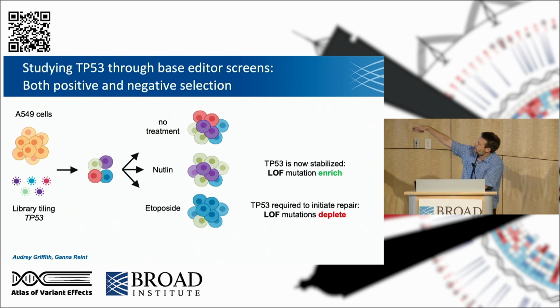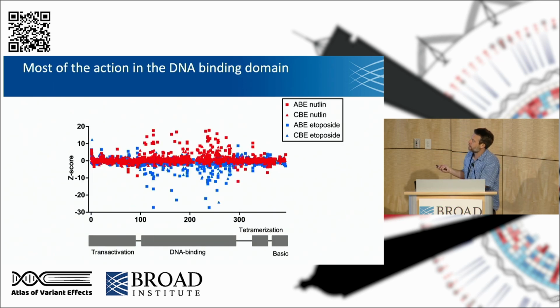So what's nice about P53 is that if you treat cells with Nutlin, then in this particular cell line, A549, loss of function mutations are known to enrich. Whereas if you treat with etoposide, a DNA damaging agent, then you actually need P53 to initiate the repair, so loss of function mutations deplete. So you get both sides of the screen that you want to do, or both sides of the selective pressure.